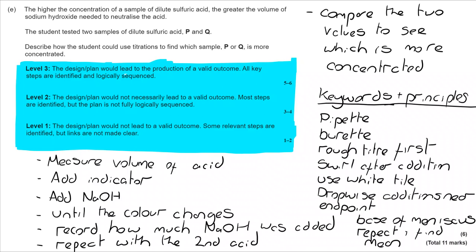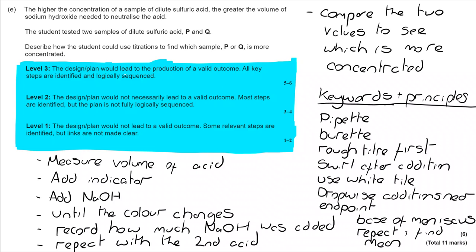We might talk about doing a rough titration first. We might talk about swirling after each addition to make sure it's mixed. We might say we've used a white tile so that we can see the colour change more effectively. We might say that we add our sodium hydroxide drop by drop as we get near the end point to ensure that our results, when we read our volume for the end point, are as precise as they can be.